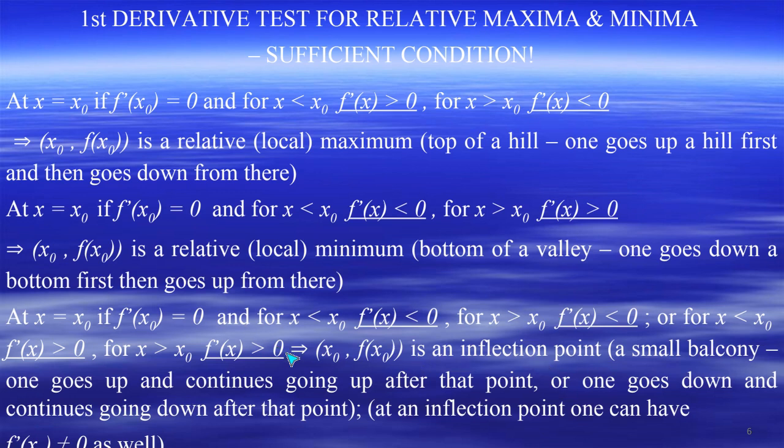So (x0, f(x0)) is an inflection point, a small balcony. One goes up and continues going up after that point, or one goes down and continues going down after that point. And note that at an inflection point, one can also have the first derivative different from 0, as I said. Because it's not necessary at an inflection point that the first derivative be 0. But it can be 0 as well. You see? All right.